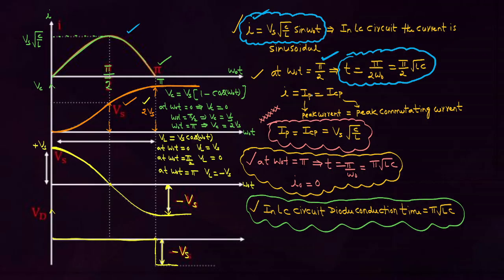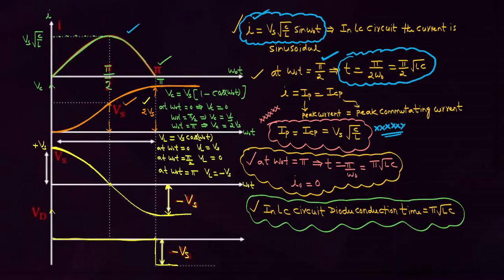Next, what is the peak value of current? Substitute omega naught t equal to pi by 2 here. Sin 90 is 1. What is the peak value of current? The peak value of current equals Vs into square root C by L. This observation is very important to understand the commutation circuits, to understand the commutation methods.